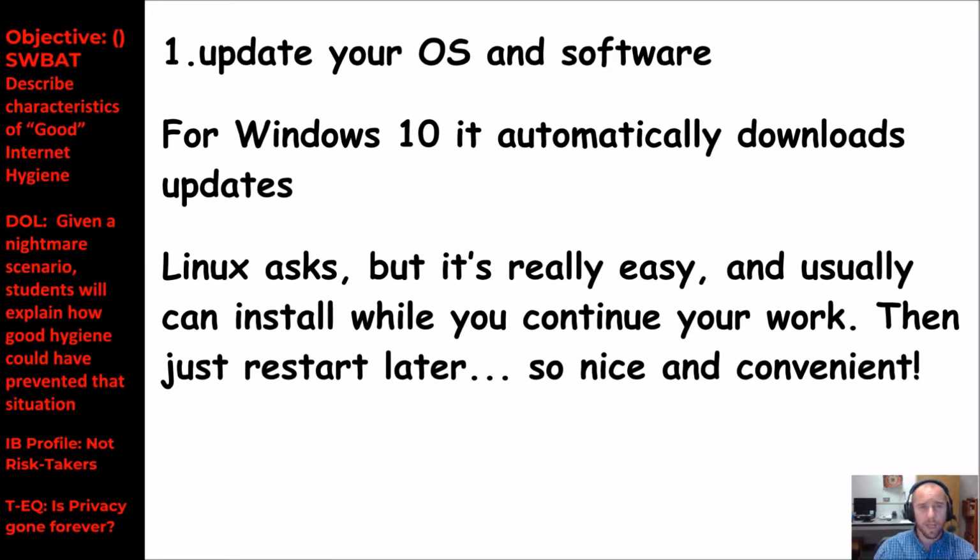Okay, so let's start with that operating system idea. We want to update our operating system. Now on Windows 10, it should happen automatically. I like the way Linux does it, so it's really easy. It usually just asks for the permission to start the update, and then you can restart at your own convenience. And then in terms of your phone's operating system, Apple and Android usually will ask your permission to download the newest update, and you should always do that.